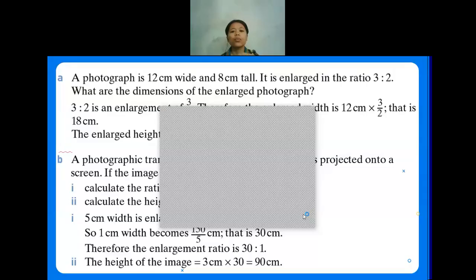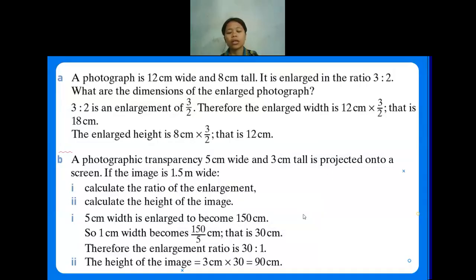We need to enlarge the photograph by the given ratio 3:2. So the ratio 3:2, you can change it into a fraction. If you change the ratio into a fraction, it will be 3/2. So later, if you are going to find the new width, you have to do 12 times 3/2, which is equal to 18 centimeters.